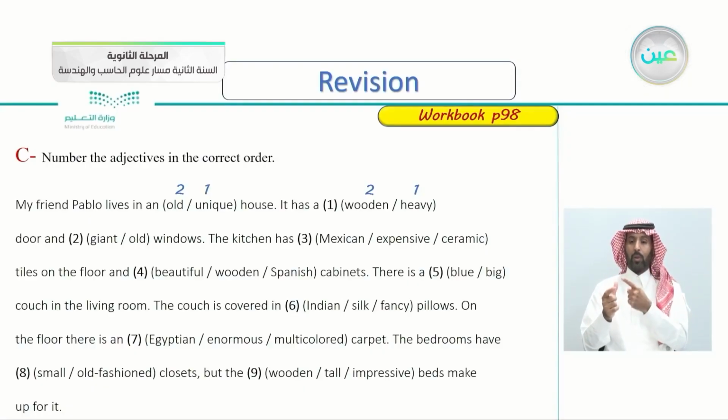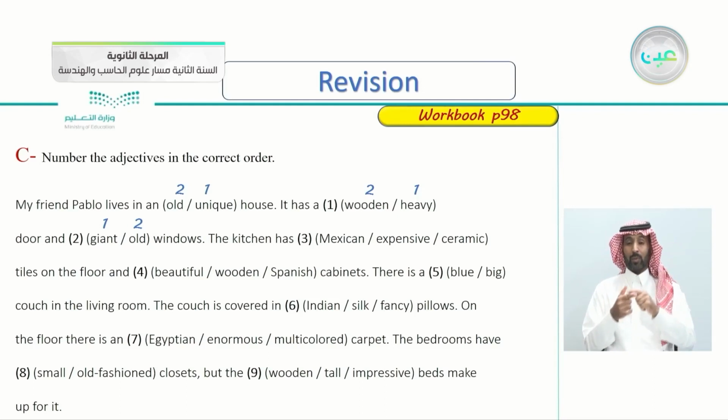So it has a heavy wooden door and giant old windows. Giant, which is a size, old, which is an age, windows. So do we say old giant or giant old windows? Which one is number one and which one is number two? Let's see the answer here. So it stays the same, giant old windows. So we begin with the size, then with the age, windows.